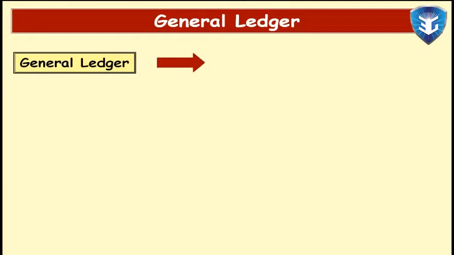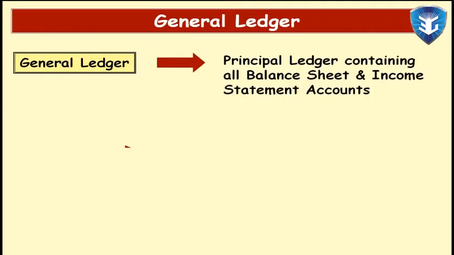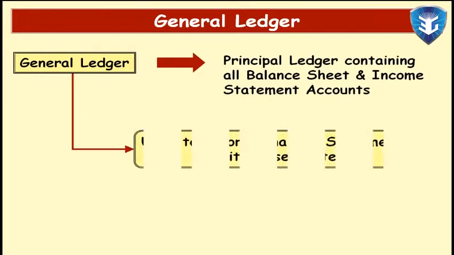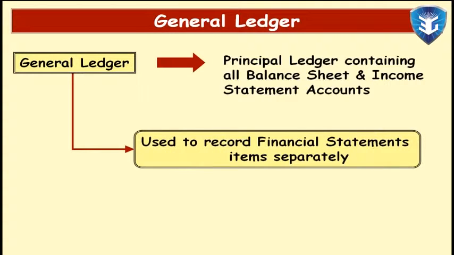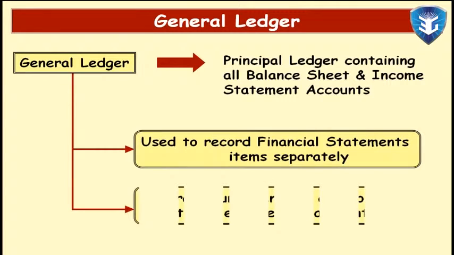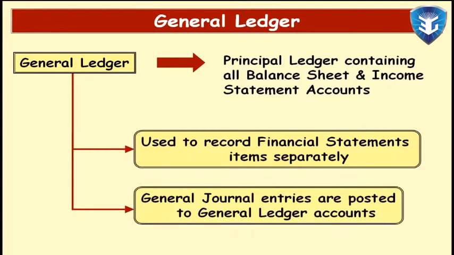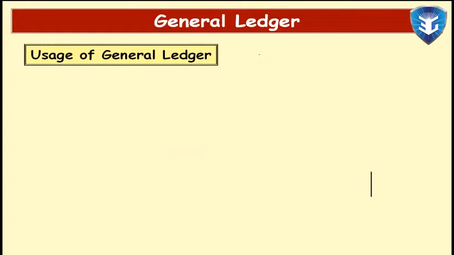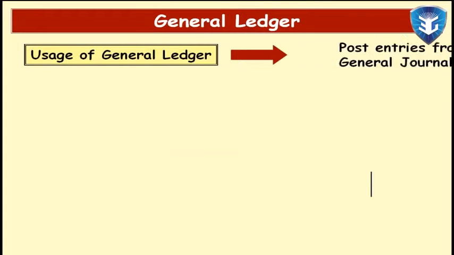General ledger. The general ledger is a principal ledger which contains all the accounts for the balance sheet and income statement. We use a general ledger in order to record and classify all items of a financial statement separately. We also use the general ledger to post accounting entries or recorded transactions from the general journal to separate general ledger accounts. When we have a general journal and recorded transactions, we post them to the general ledger.